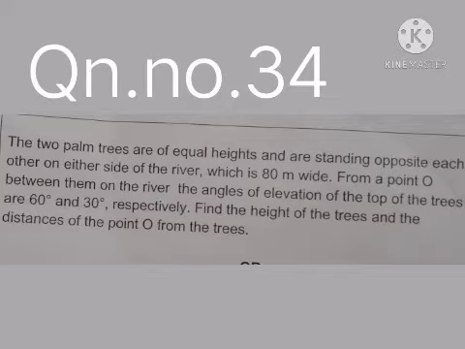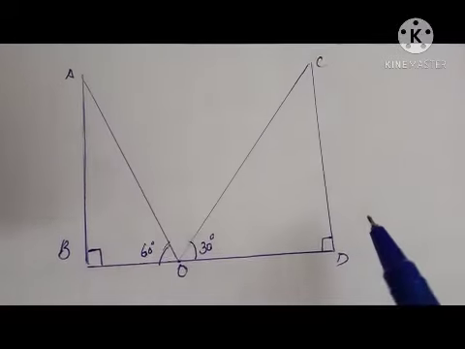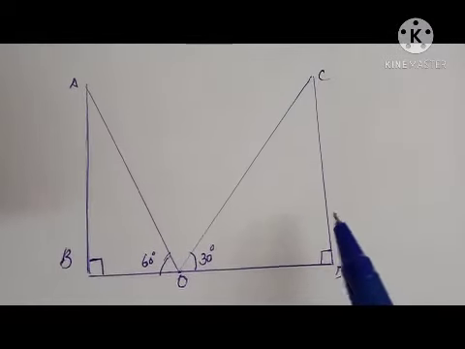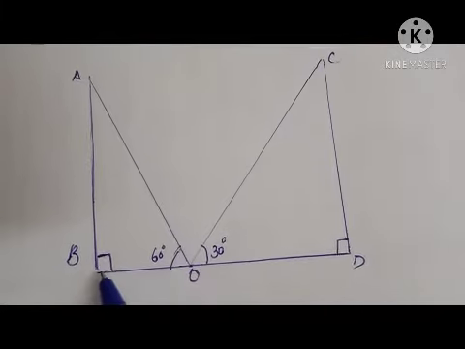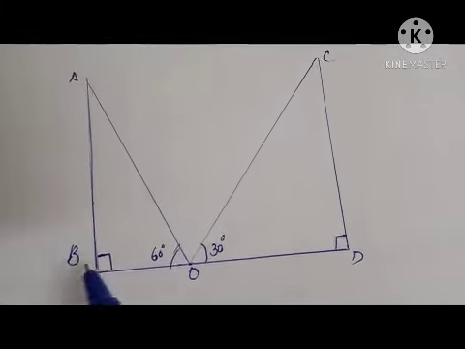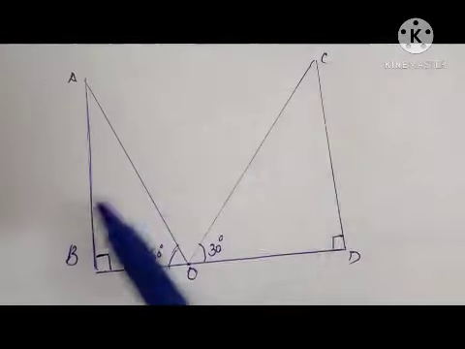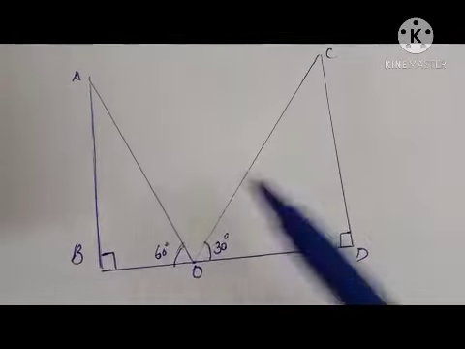That point is not the exact middle point. They didn't mention that, so we can't take it as the middle. First of all, we have to draw the required figure. It is a 5-mark question, so there is 1 mark for the figure. So here this is the river. Then on the bank of this river, 2 palm trees with equal height, that are AB and CD.